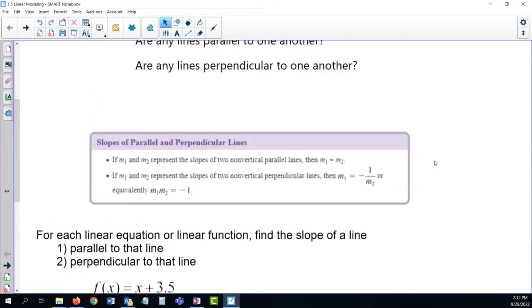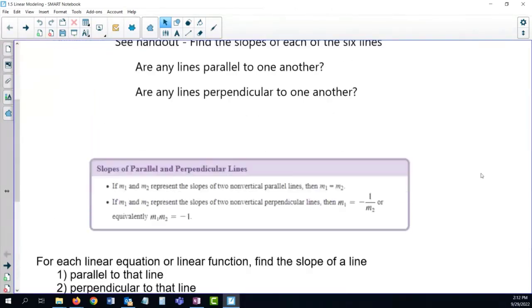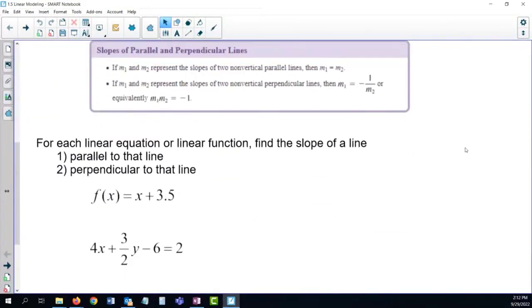So let me show you really quickly what this is after. Ignore this top for a second. We'll come back and deal with that next time. If I have a line and I want to find another line that is parallel to it, those two lines have to have the same slope. So if slope 1 and slope 2 represent the slopes of two non-vertical parallel lines, then m sub 1 is equal to m sub 2.